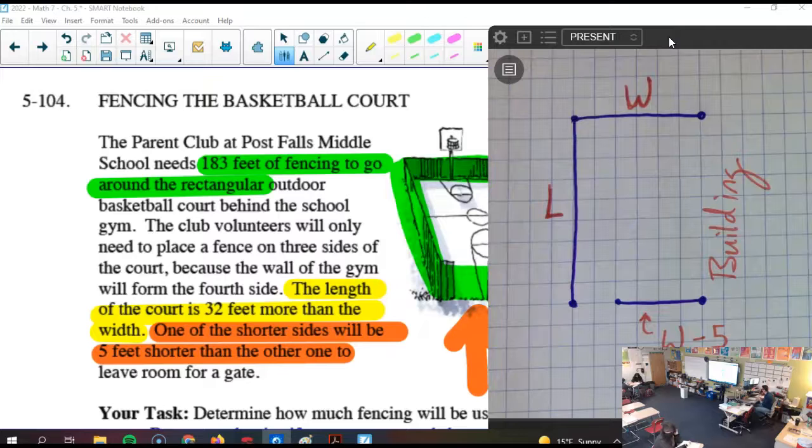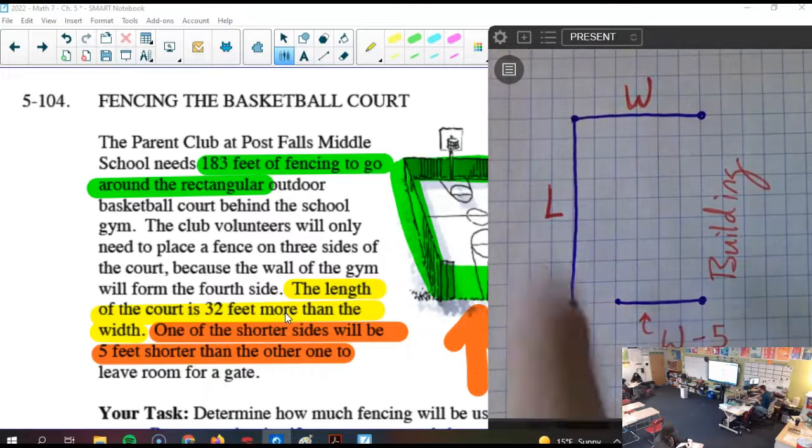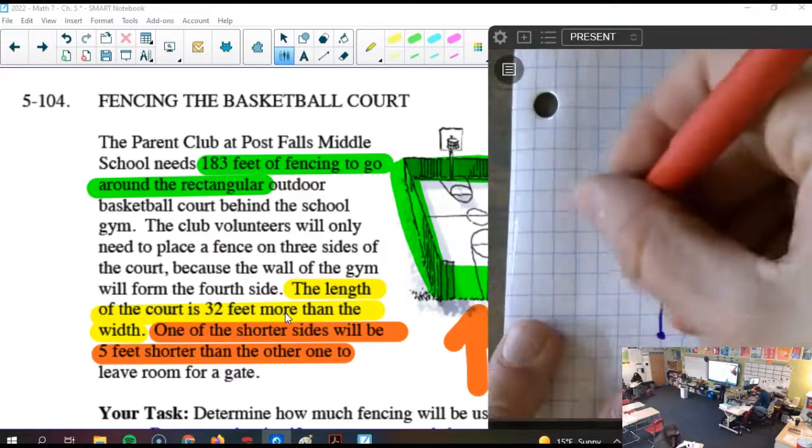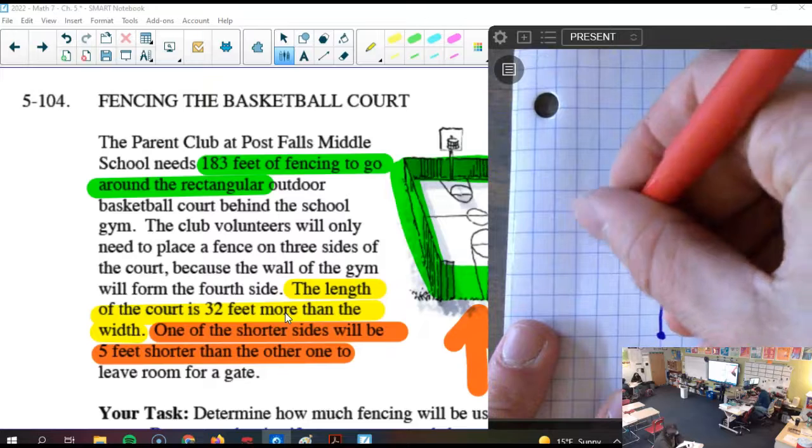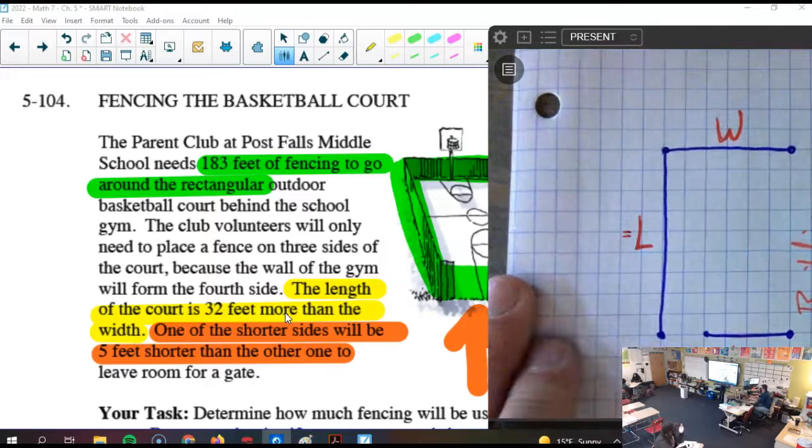Highlighted in yellow up there. 32 feet. More than the width. And guys, this is not more than like the crocodile. It's more than like addition. So length, we can out here, please keep modifying your picture with me. How could we write that?